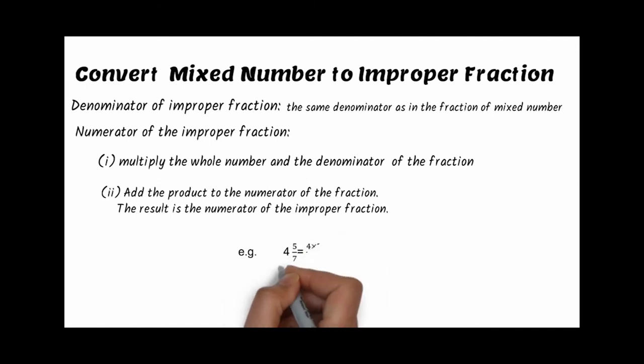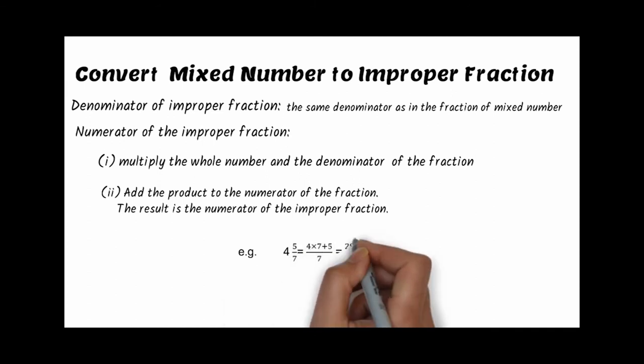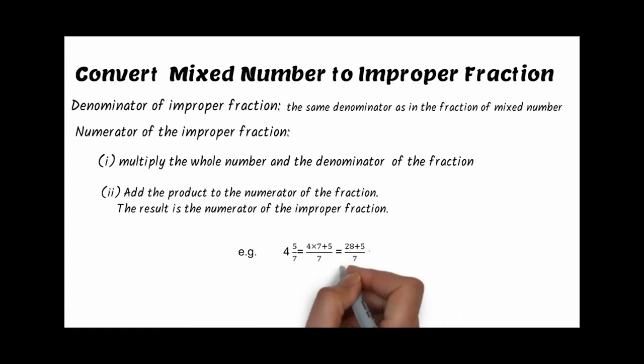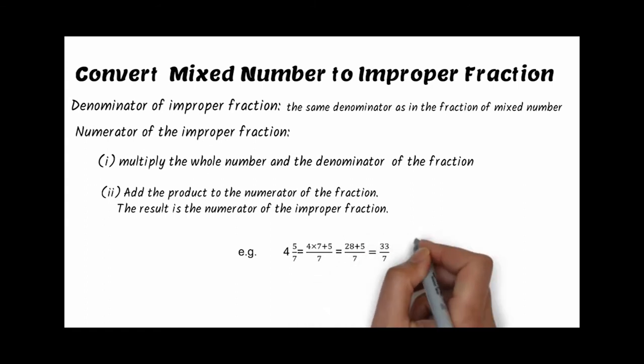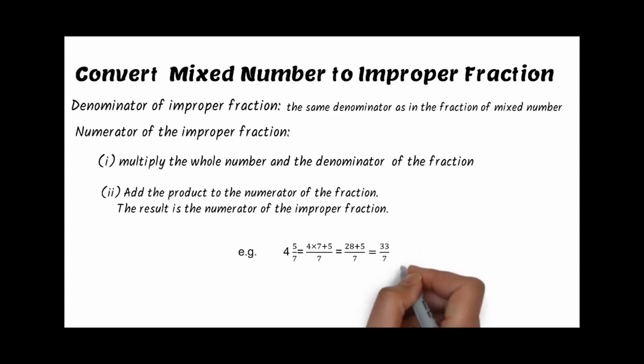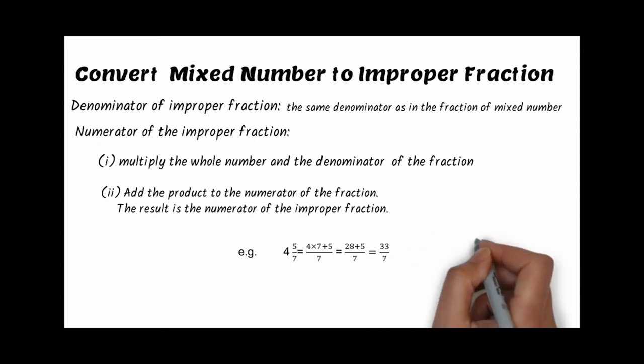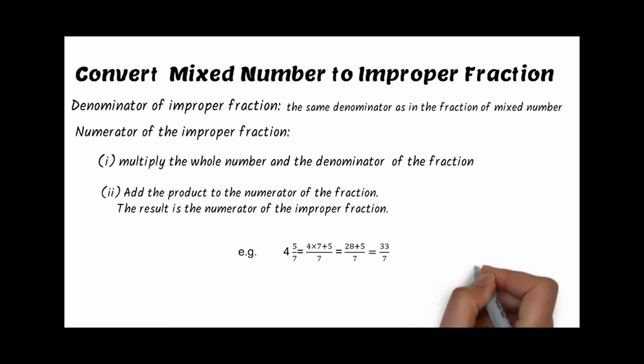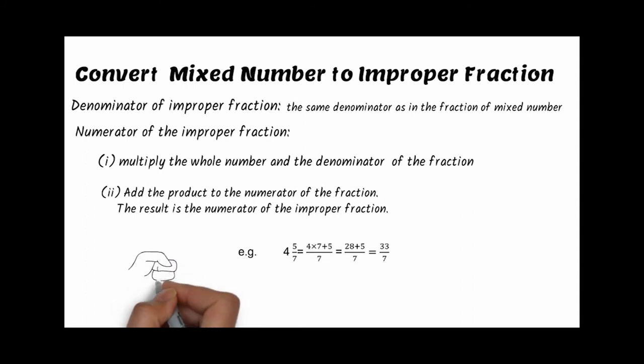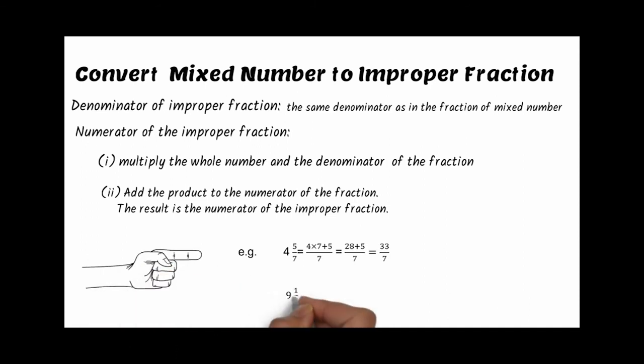Next, let's look at two examples. So we first have a mixed number, which is 4 and 5/7. So to convert that into an improper fraction, the denominator is going to be 7. It is the same denominator as in the fraction of the mixed number. Now for the numerator, we're going to first take the 4, which is the whole number, and then multiply it by 7, which is the denominator of the fraction. And that product, we're going to add it to 5, which is the numerator of the fraction. So it's 4 times 7 plus 5, and that equals 33. So the final improper fraction is 33/7.